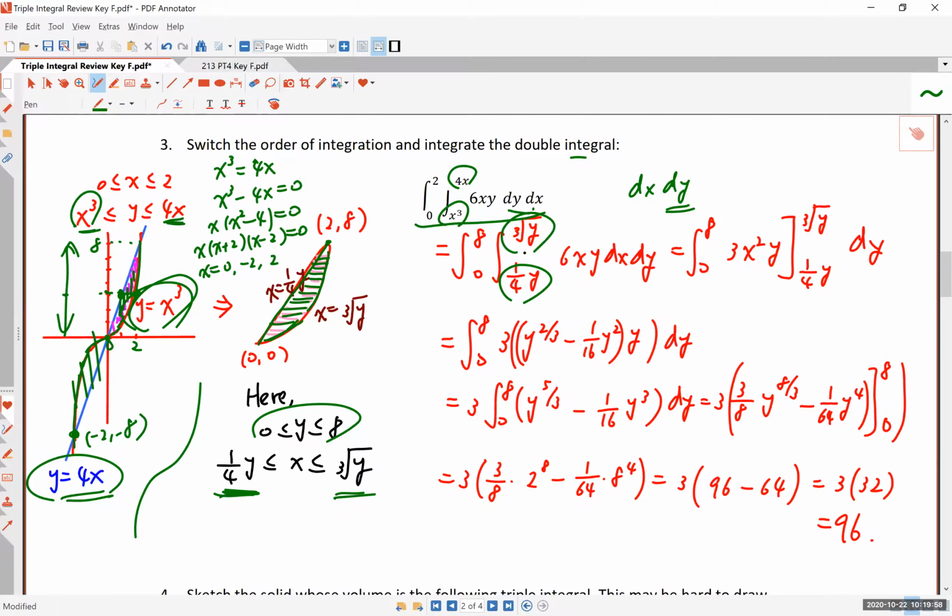So if you are good at this, then that's great. If you are still struggling with this, try to practice with problems like this. I will have a practice test number 4 with similar kind of questions where you have to switch the order.